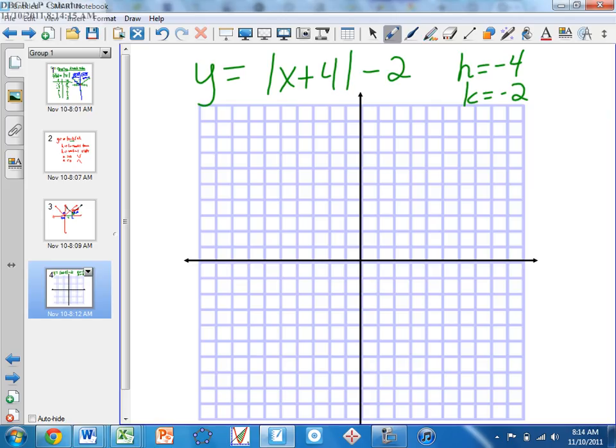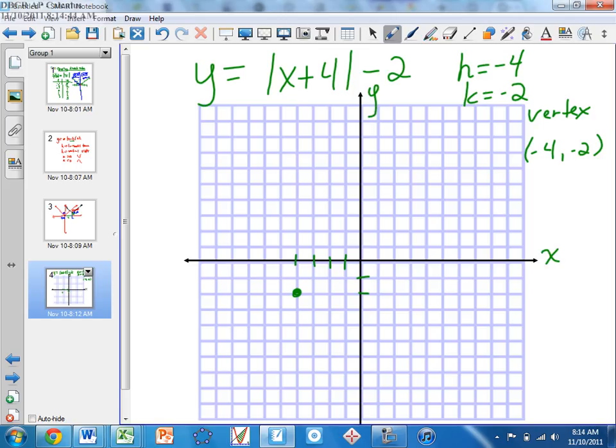Now, the h represents the horizontal, the k represents the vertical. So what point should I go to? Negative 4, negative 2. Again, my vertex is simply h, k. Well, there's my vertex. So if I go over 1, 2, 3, 4, go down 2, here's my new vertex.